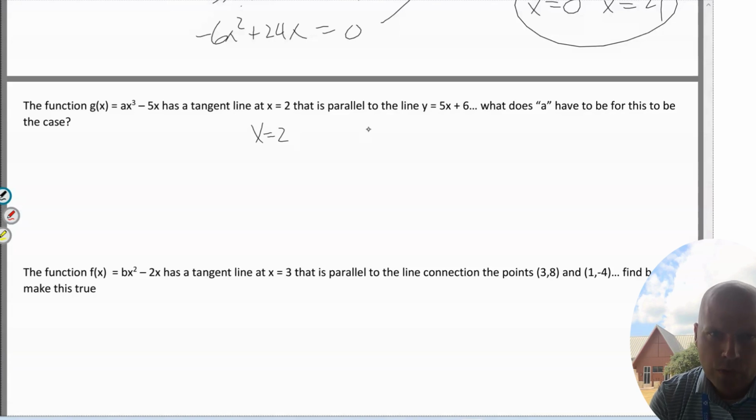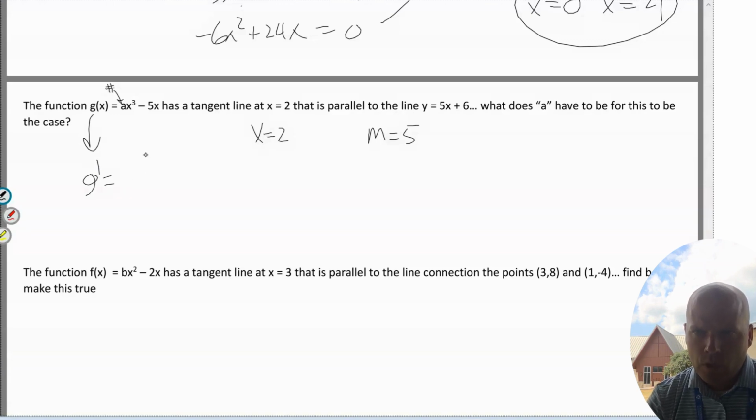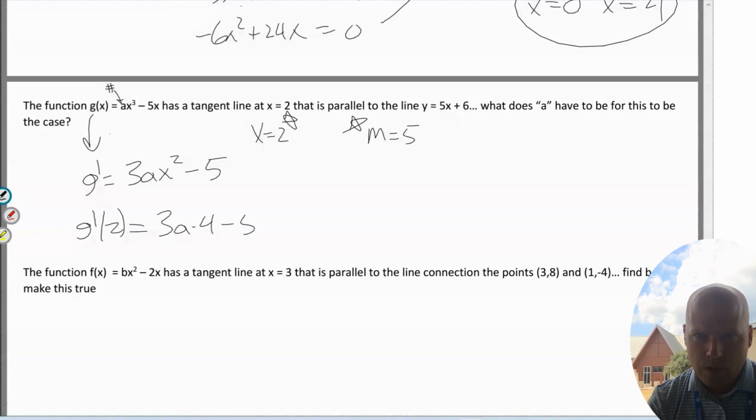When x is 2, my m has to be 5. A is a number. 3 times a x squared minus 5 is my slope equation of ax cubed minus 5x. When x is 2, m has to be 5. When x is 2, my m has to equal 5.